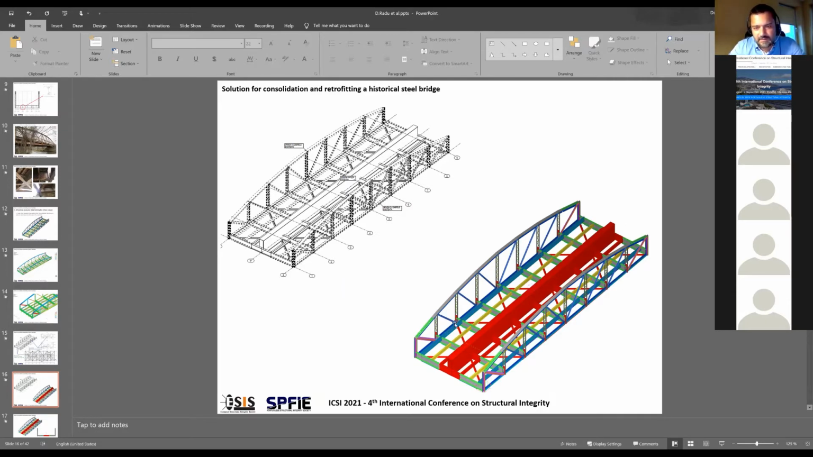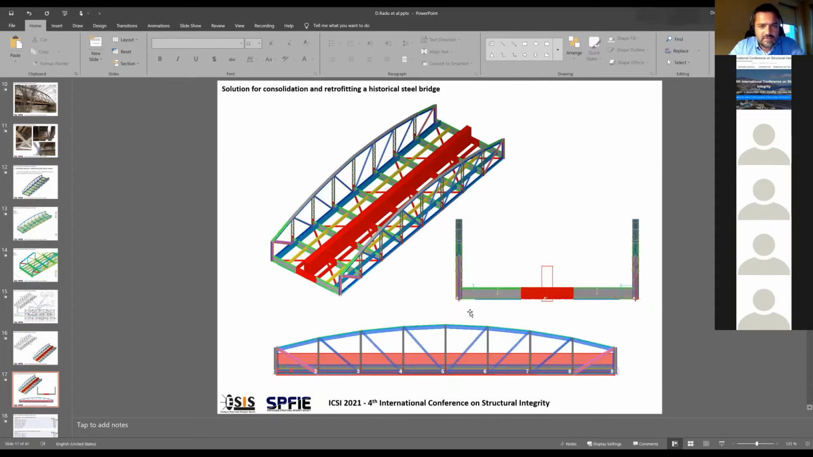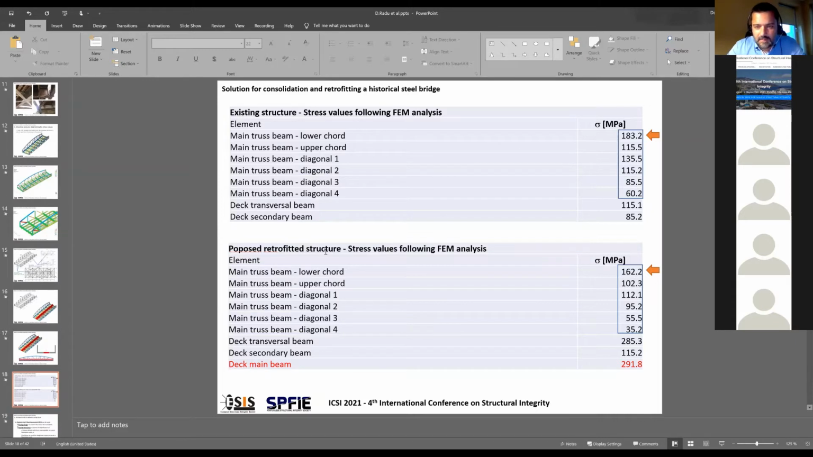So we do have the structure with the red color, the main beam and the transversal new elements. It will be HEA 600 and the existing structure with different colors. Of course, it will also be needed new bracings for the deck. The values of the stresses are represented in this slide.